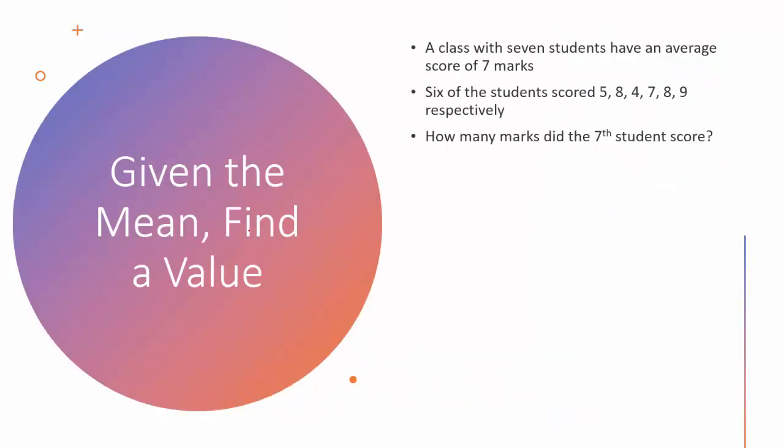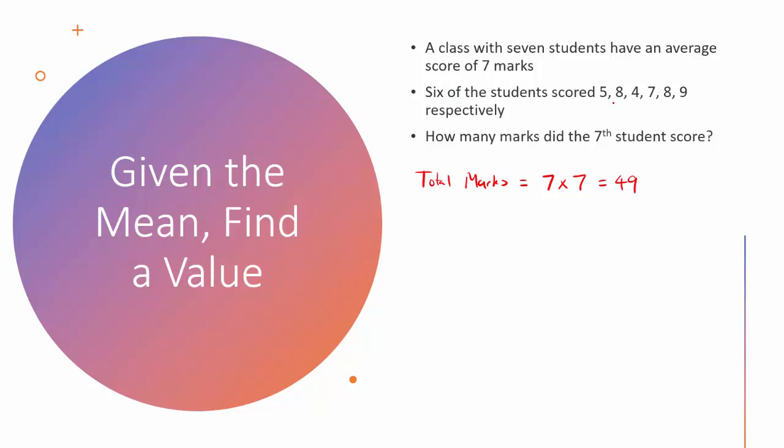So now we're going to look at a section where we are given the mean and we need to find a missing value. So let's have a look at this example. A class with 7 students have an average test score of 7 marks. 6 of the students scored the following marks respectively. How many marks did the 7th student score? So the first thing you've got to realise is that if there are 7 students which have an average of 7 marks, the total marks of the class must be equal to the 7 students times the average of 7 marks. So the total marks of the class must be 49.